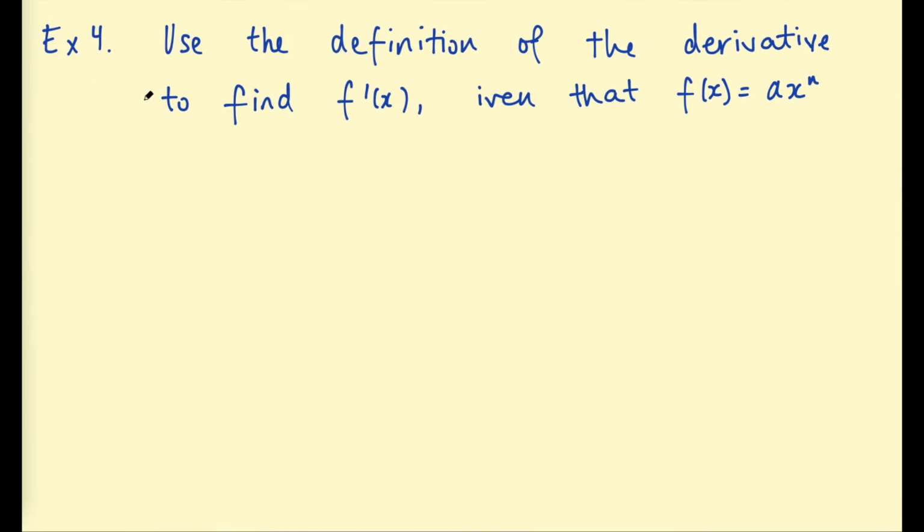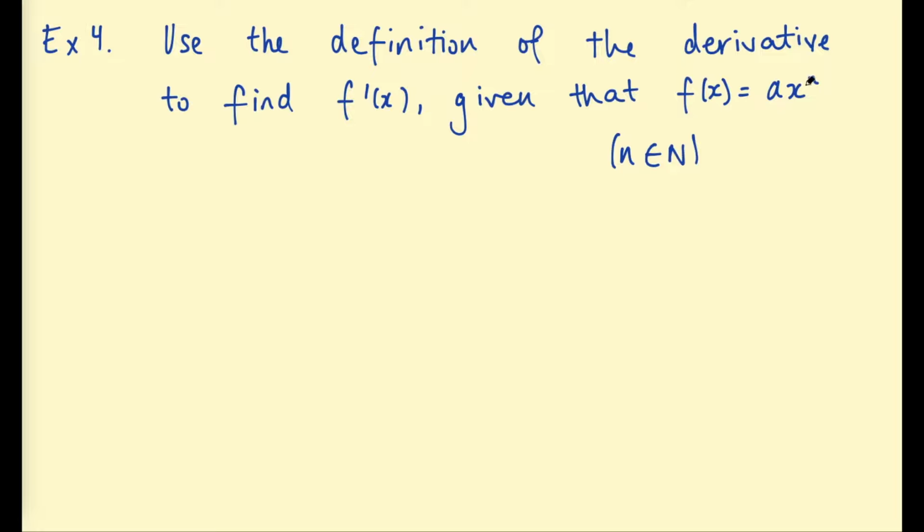So this is the last example we're going through. It says use the definition of the derivative to find f dash x given that f of x equals ax to the n. And I'm going to do this for n being a natural number, although this rule extends to any real number.